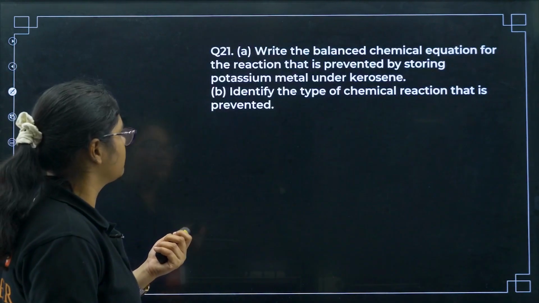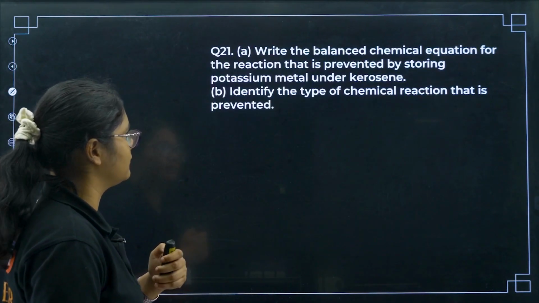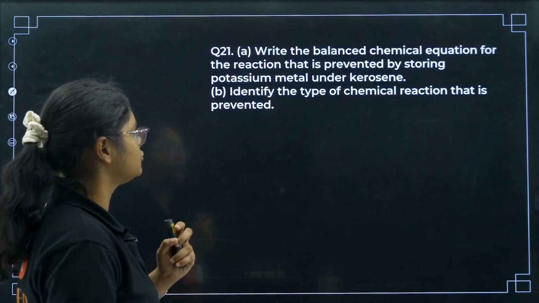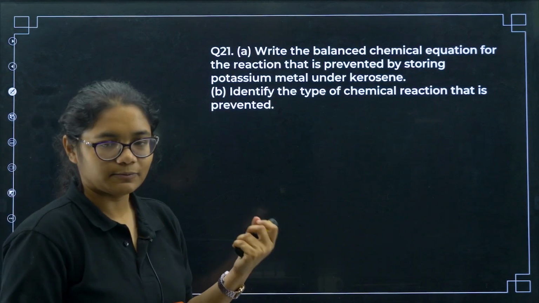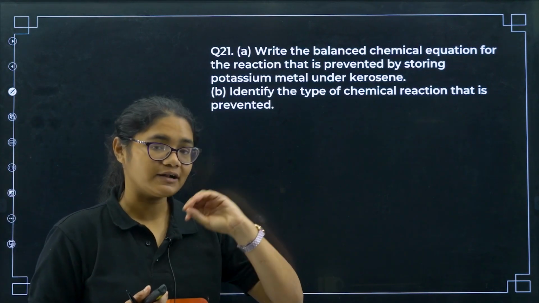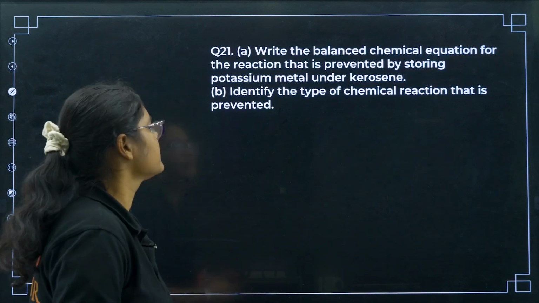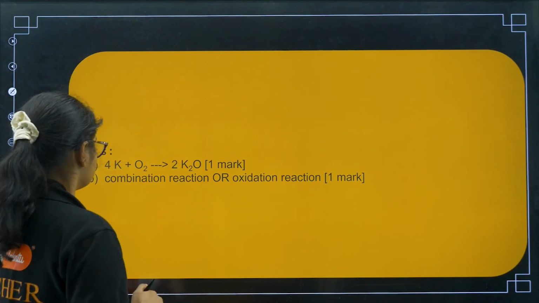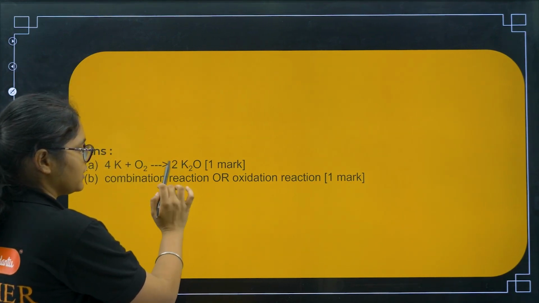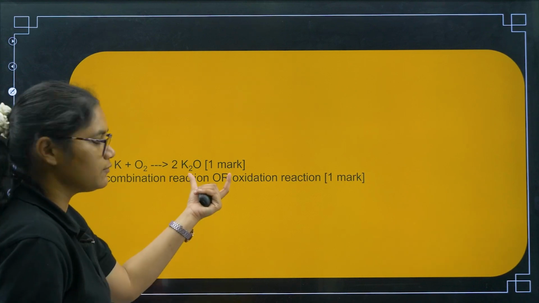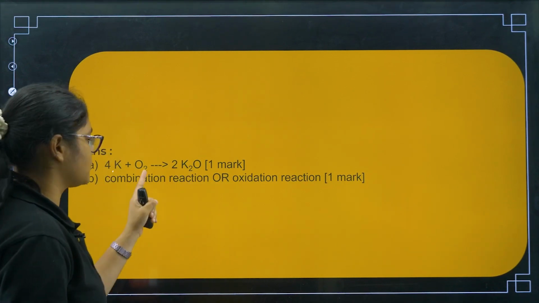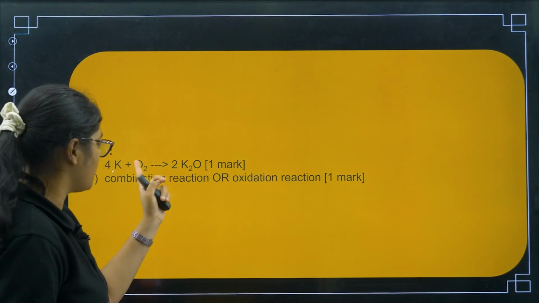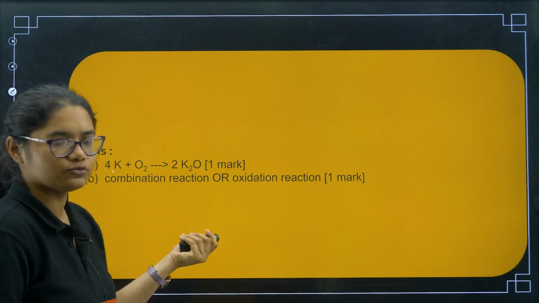Next we move to here, that is question number 21. Write the balanced chemical equations for the reaction that is prevented by storing potassium metal under kerosene. So potassium is stored like this because it reacts even with a small amount of moisture, right? Identify the type of chemical reaction that is prevented. Okay, so let us see the answer for here. So if you remember, K reacts with oxygen, okay, to give you K2O. So if you write this reaction, that is your 1 mark. Now what is this type of reaction? This is a combination reaction, or you can also write oxidation reaction, okay, because here oxygen is added to this one. So 2 points, 2 marks.